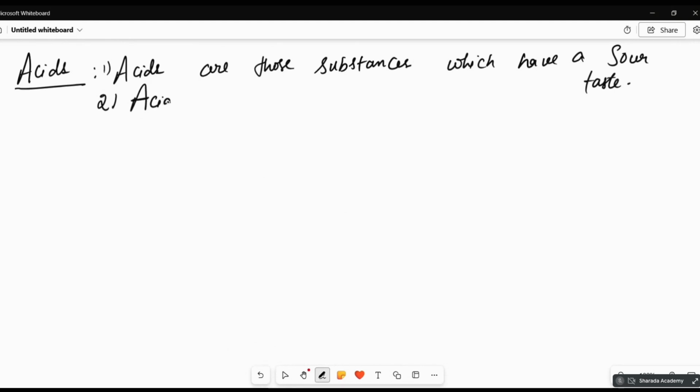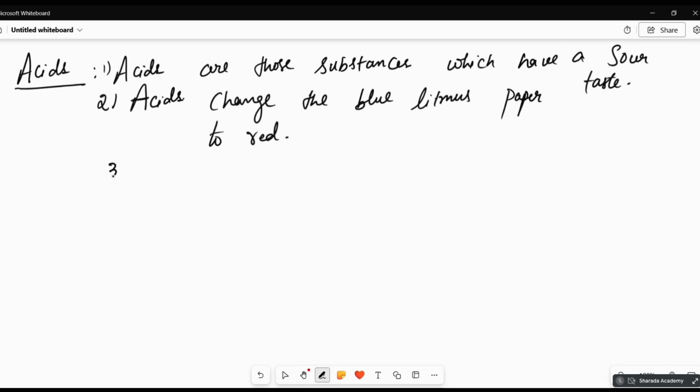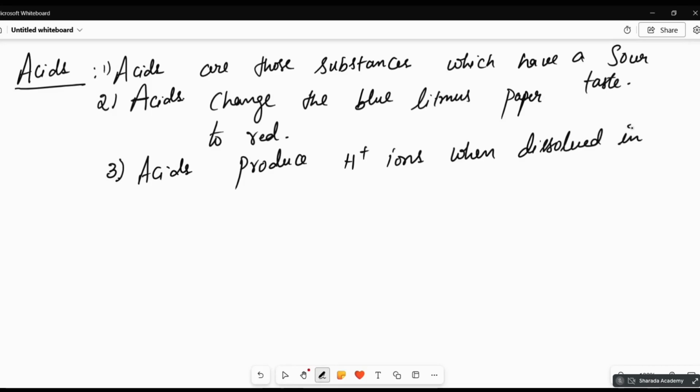Acids change blue litmus paper to red. Acids produce H plus ions when dissolved in water.